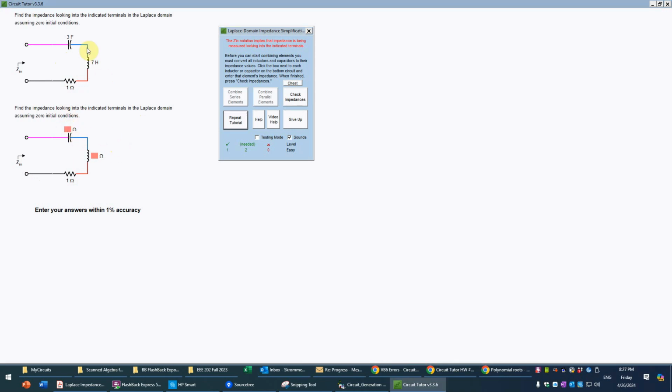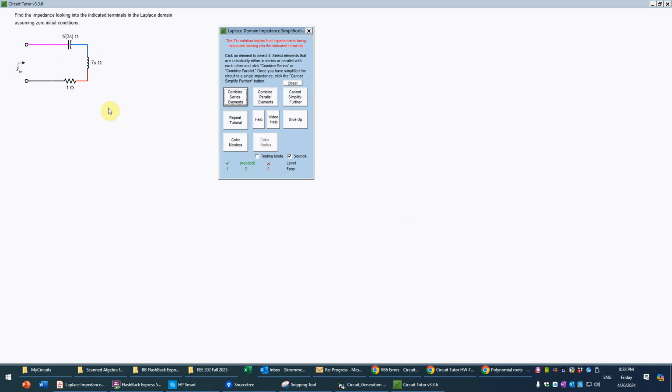So again, remembering that the capacitive impedance is 1 over SC. That's going to be 1 divided by, again, don't forget those parentheses, 3S, or we could write S3, it doesn't matter. You cannot, by the way, however, use negative exponents. If you use an exponent, that has to be a positive single digit. So if it needs to be in the denominator, just put it in the denominator, and then you won't have to use negative exponents. Then this would be SL, so that's just going to be 7S. And those are the impedances, so we'll go ahead and click on that, and those are correct.